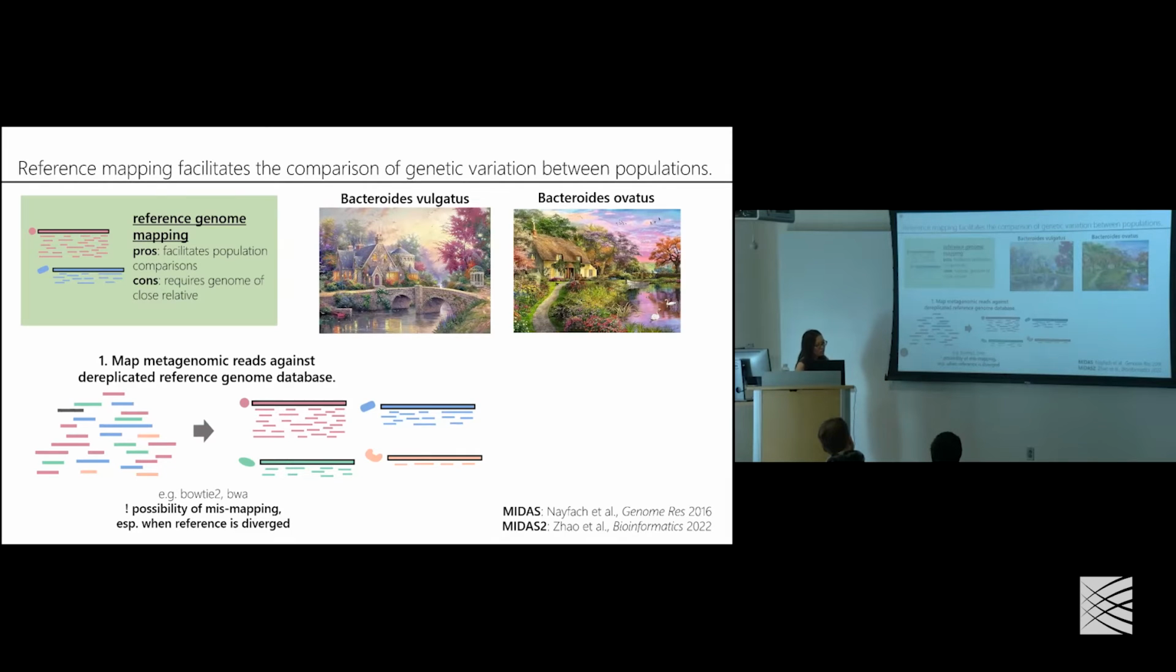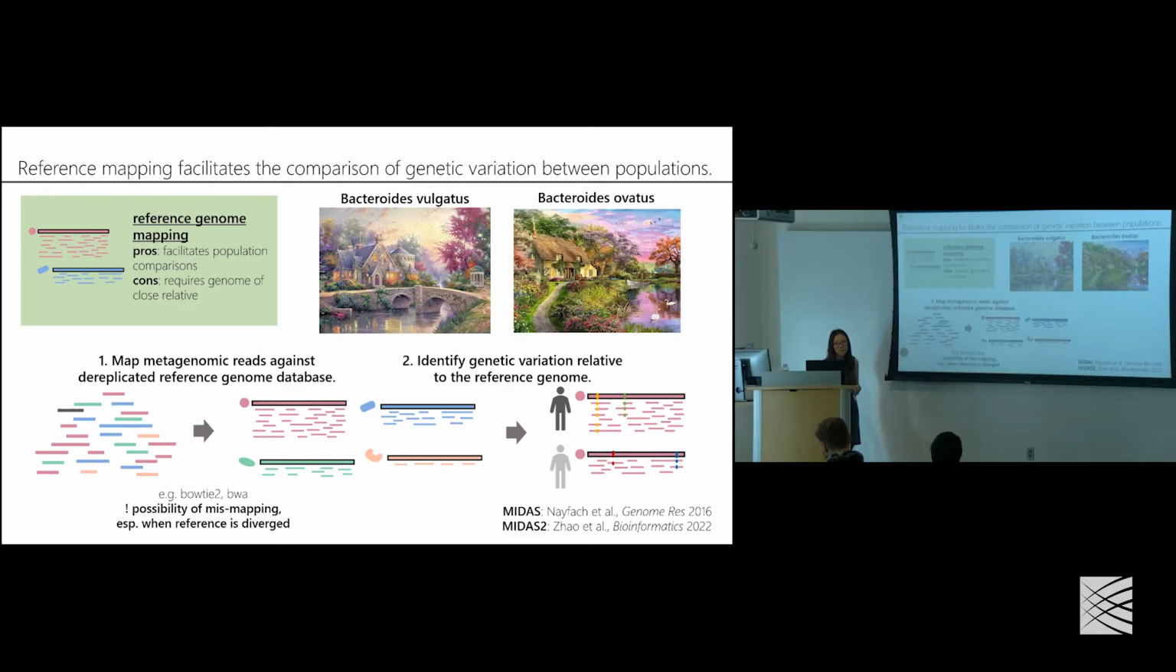And so there are additional filters that we can impose in order to limit the influence of this mismapping. Once we've mapped these reads, then we can identify genetic variation relative to the reference genome. And so for those of you who work with human genetics, I think that this approach is going to feel a lot more familiar.